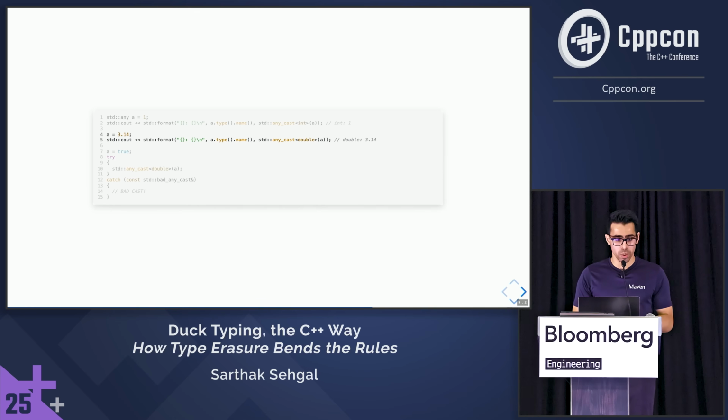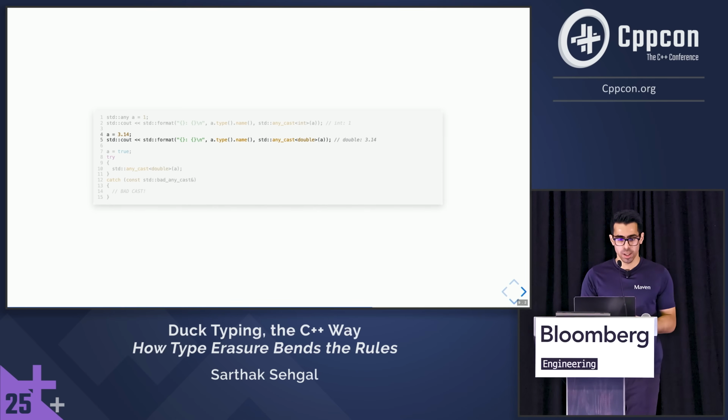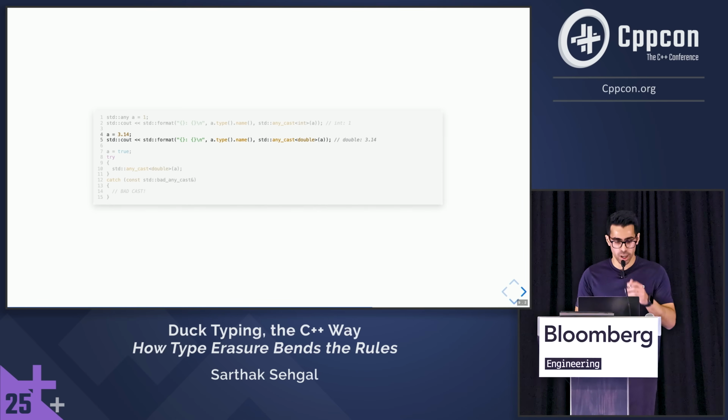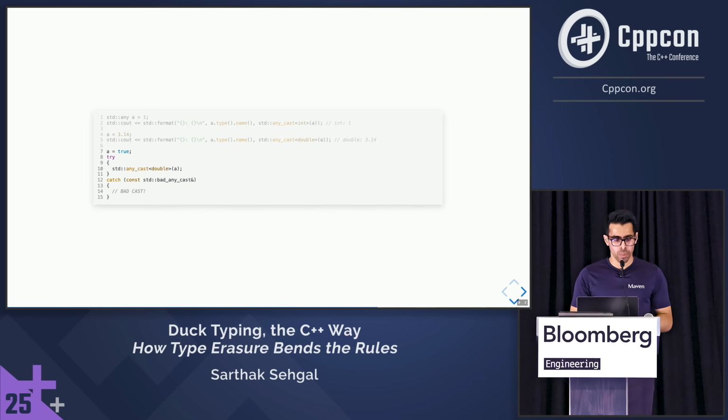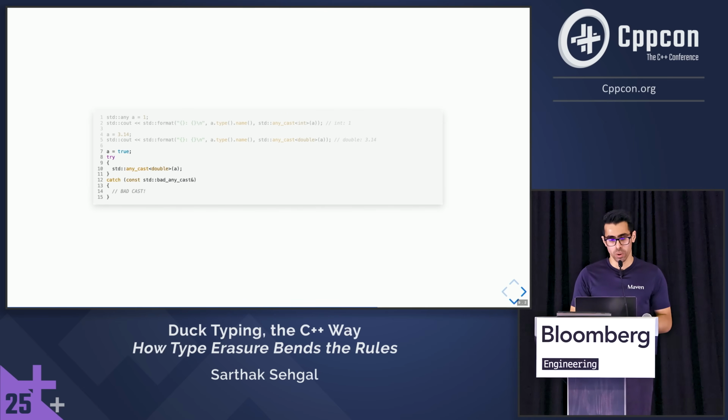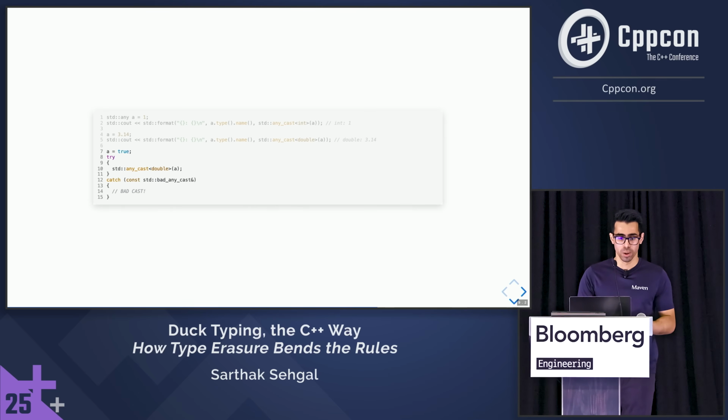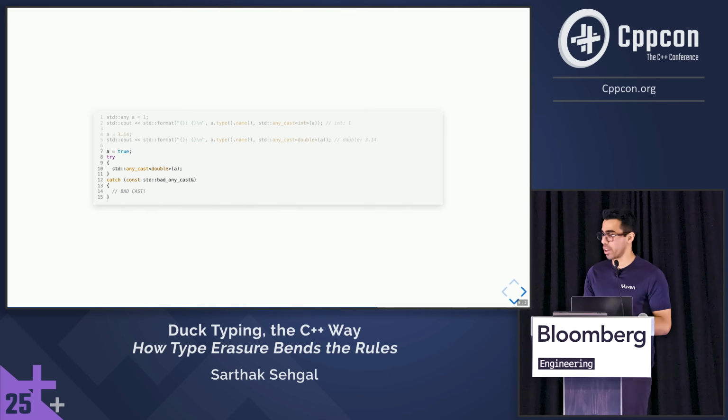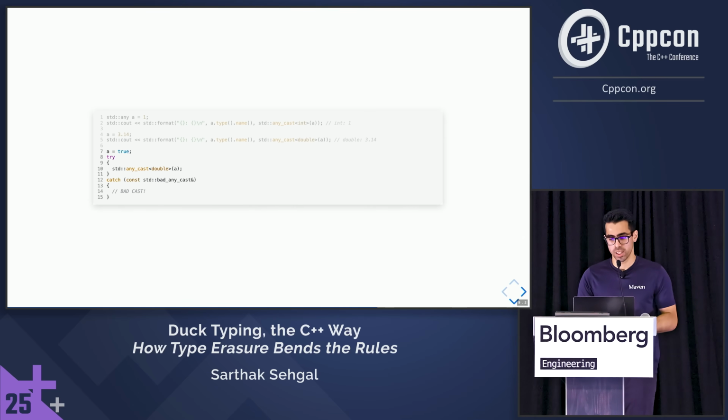I can reassign it to any other type. It reassigns it to a double here, and I can cast it back to a double. Here I reassign it to a Boolean, and if I try to cast it to a different type, like a double here, it's going to throw an exception.